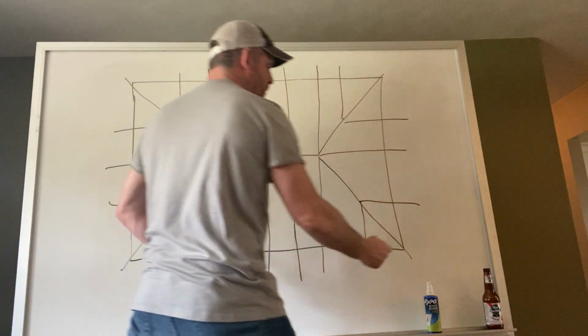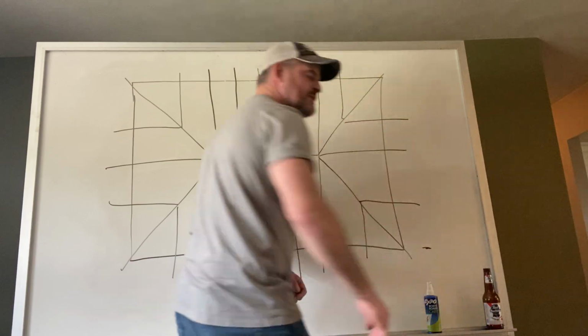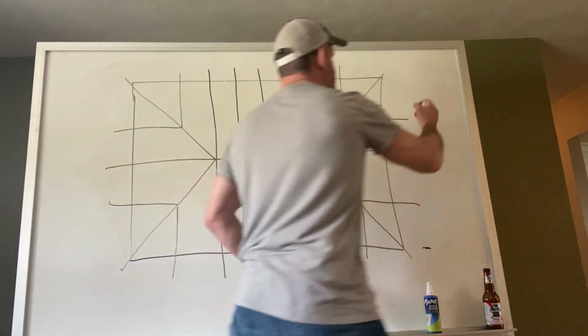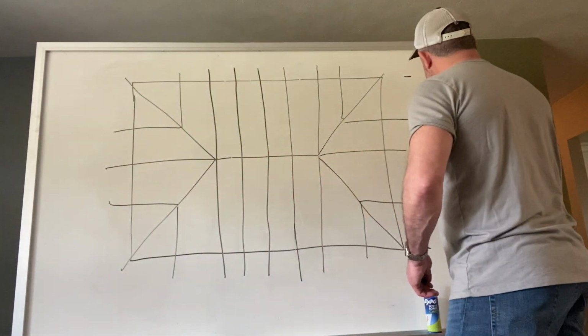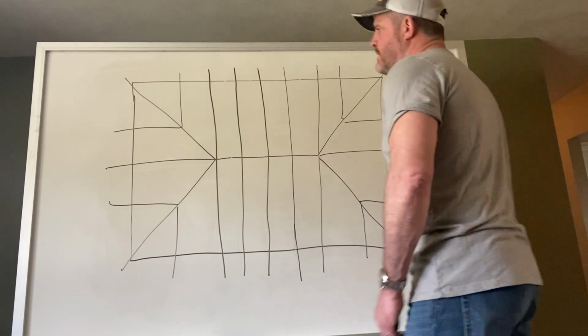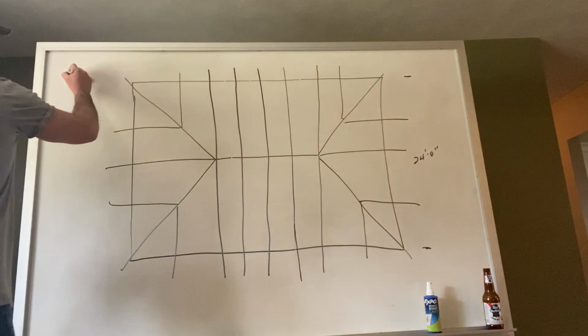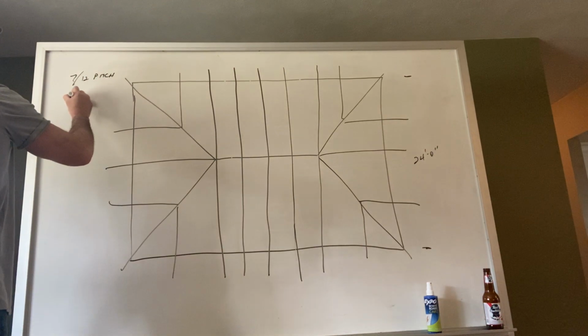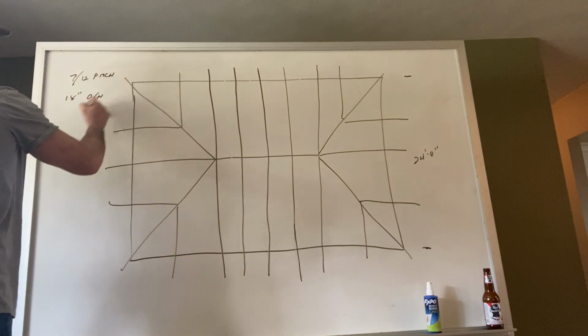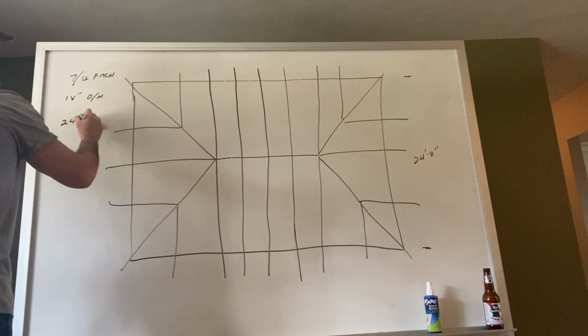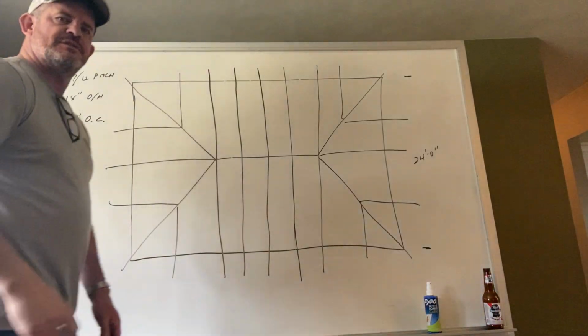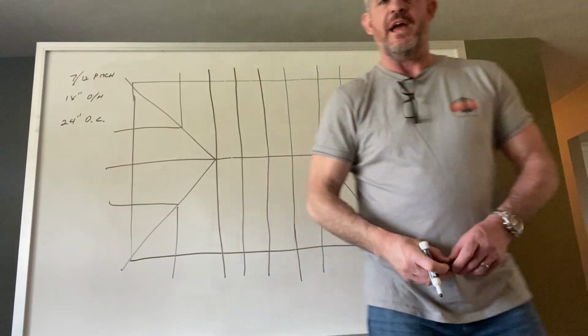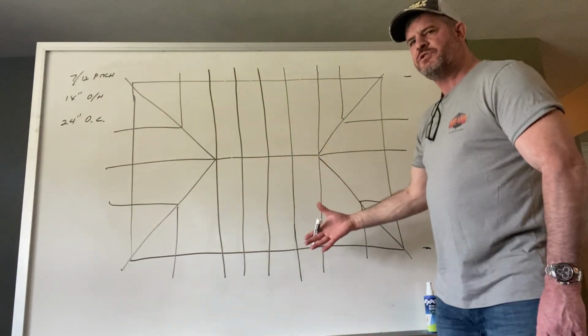So what do we have here? We know this information is given to us: I have a span of 24 foot 0 inches. I know that I have a 7/12 pitch. I have an 18-inch overhang, and each one of these rafters is placed 24 inches on center. Again, that information was given to me.